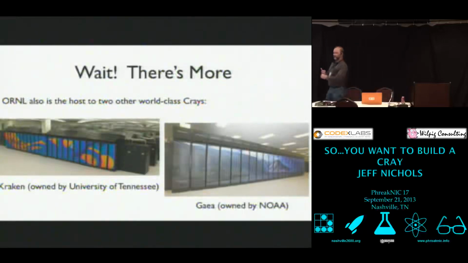There's more at Oak Ridge. ORNL also hosts two other machines. Kraken is owned by the University of Tennessee, and Gaia is owned by NOAA. Both of these are in the top 50 machines in the world. Kraken topped out at number 3, but that was a few years ago. We'll go into what number 1, number 2, number 3 mean. But let me give you a little server room tour here.